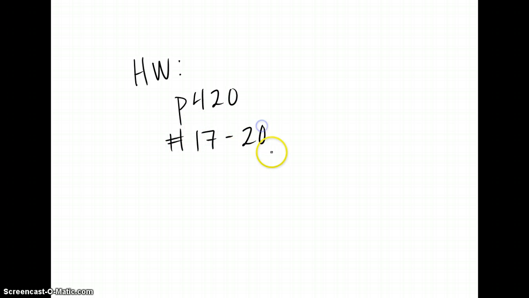Alright, so for next class, complete on page 420, numbers 17 to 20. Make sure you read the directions, but you do not need to graph the solution.